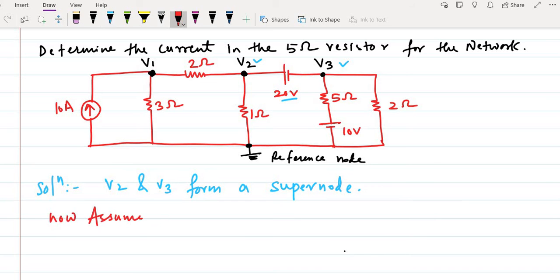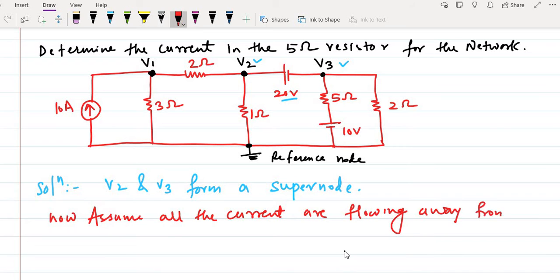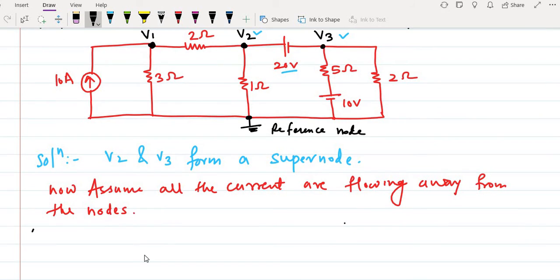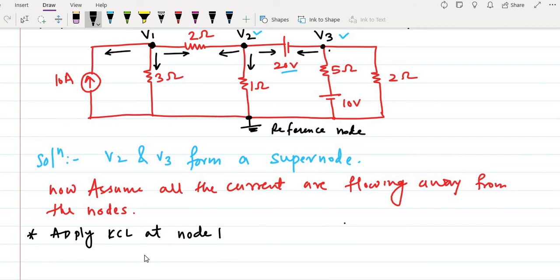Now assume all the currents are flowing away from the nodes. First apply KCL at node 1. What is the meaning? Current flowing away from the node is the branch current. We have assumed in this branch the current is away from the node, in this branch current flows like this, and in this branch like this. From V2 current is flowing in this direction, and from V3 current is flowing like this, away from the nodes.